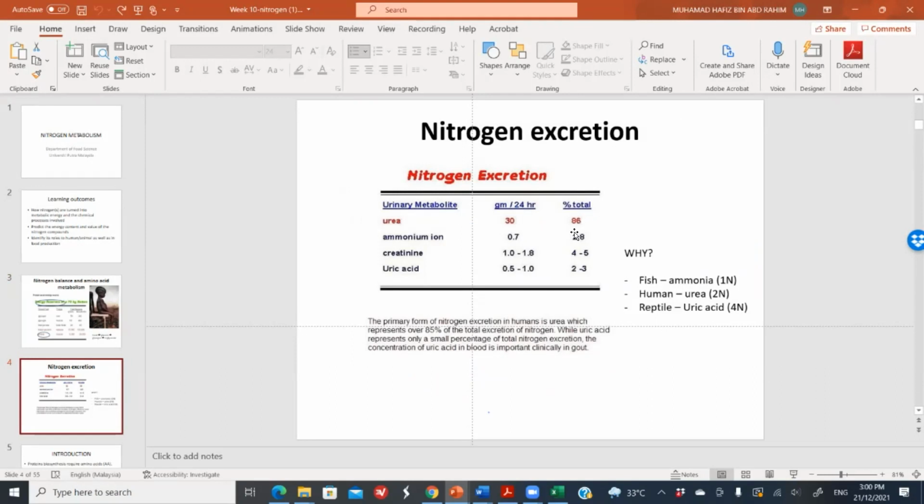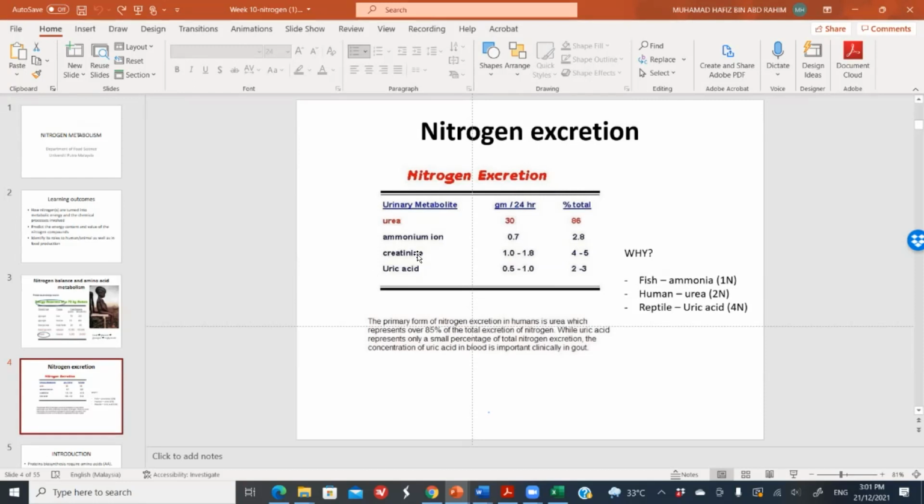Tapi kalau kita tengok other organism, for example, fish and reptile, they excrete nitrogen as well, but in a different form. So fish will usually excrete the nitrogen in the form of ammonia or just one nitrogen, but reptile usually excrete the nitrogen in the form of uric acid, okay, which is up to 4 nitrogen. And we actually also excrete this one, but in a smaller amount. For example, ammonium, we just excrete about 2.8%. Uric acid is about 2 to 3%.